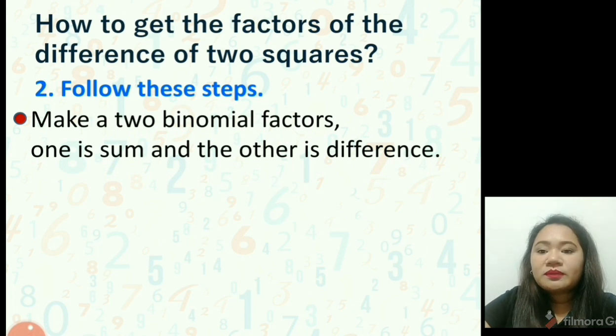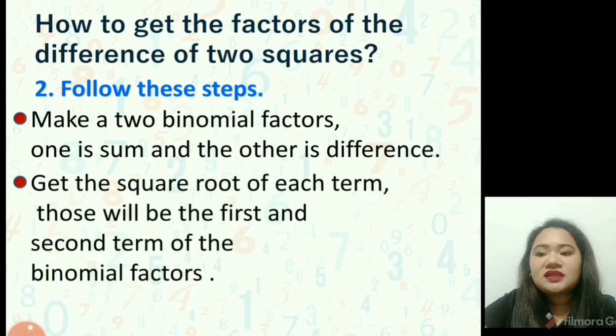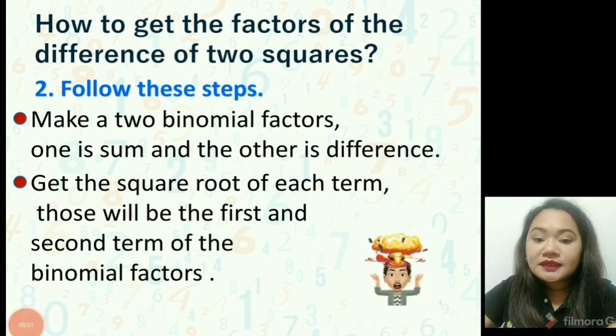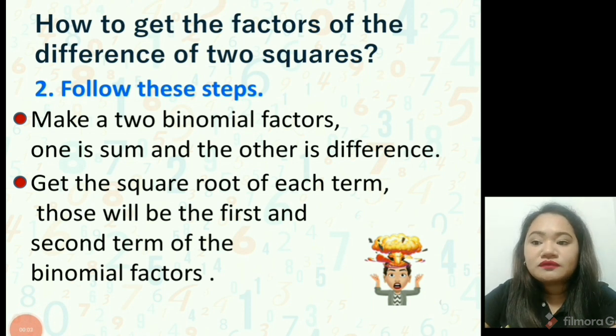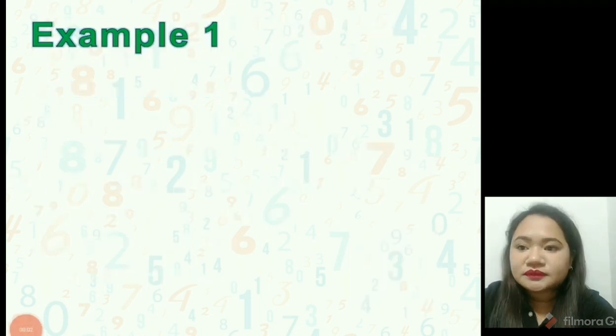Make two binomial factors, one is a sum and the other is a difference. And then, get the square root of each term. Those will be the first and second terms of the binomial factors. It may sound difficult, but when you get comfortable with the process, you can skip a lot of steps. In fact, you can go straight to the answer.